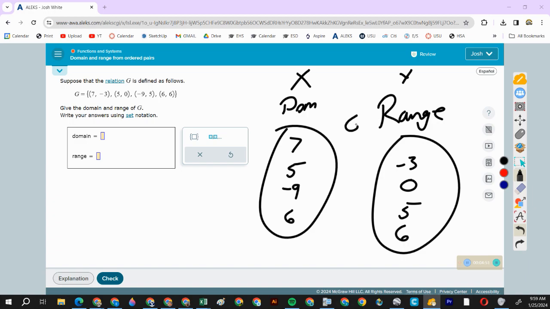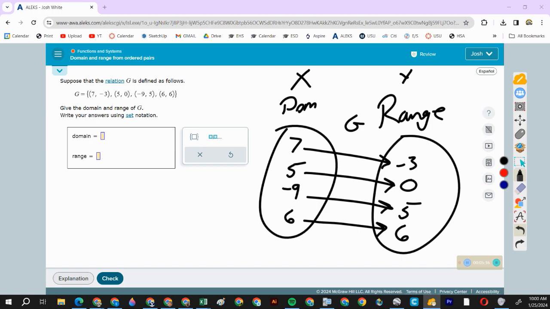So G is the relationship between my domain and my range. So G says person number 7 is given negative $3. Person number 5 is given $0. Person negative 9 is given $5, and person 6 is given $6. So the X's are the domains, in this case, people. The Y's are the range, in this case, money. And G is the relationship connecting the people to the dollar value. That's what the function does.